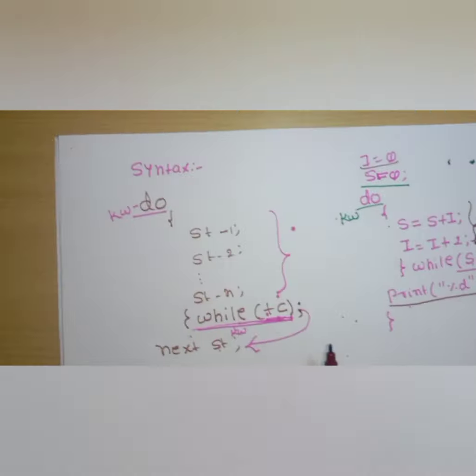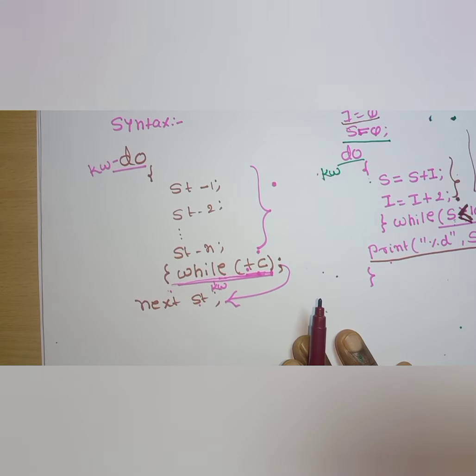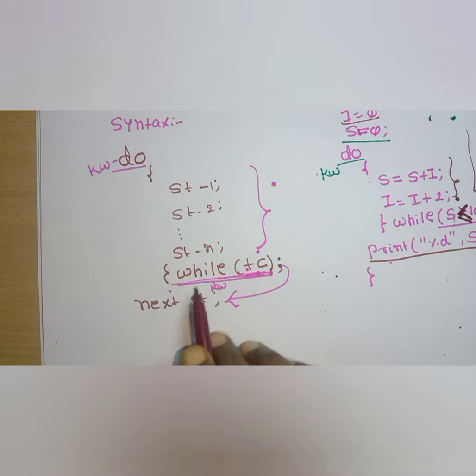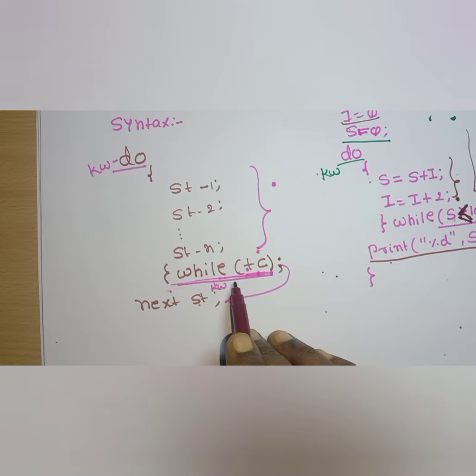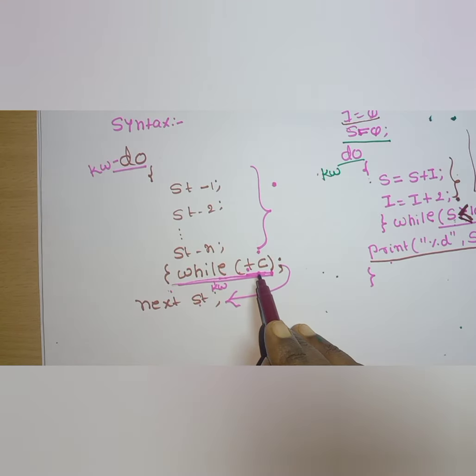Similarly, what happens with the do statement? What is the do statement? In the do statement, the body of the do statement executes at least once before checking the condition. So that is why it is called an exit control statement. Okay, so after executing, what is the syntax?